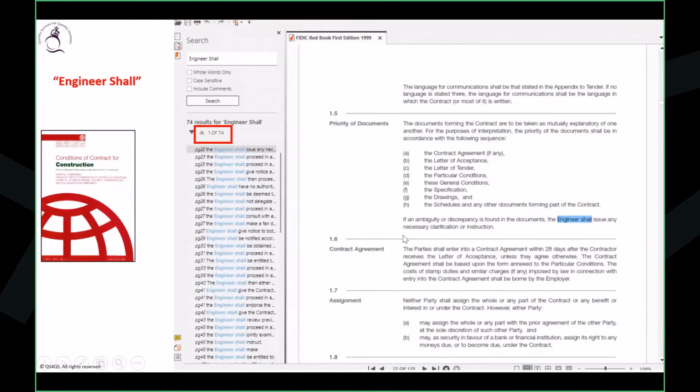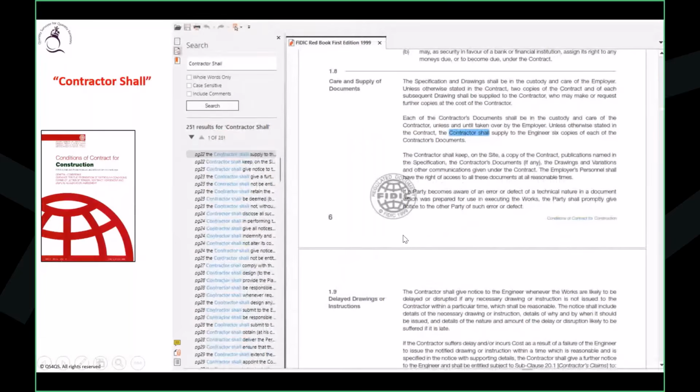If you are going to check the contractor's obligations, how many do you see? Contractor's sale is 251, almost. You can see how many fold increase. Now let me ask you a question. If you want to work for any party, let's say you are going to work for a contractor, is it enough that you understood what a contractor's obligation is? You don't need to worry about the engineer's or employer's obligation. Can you do that practice?